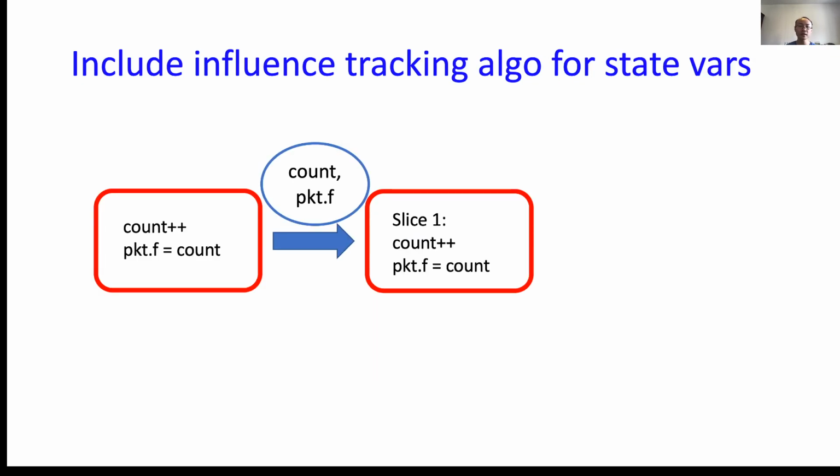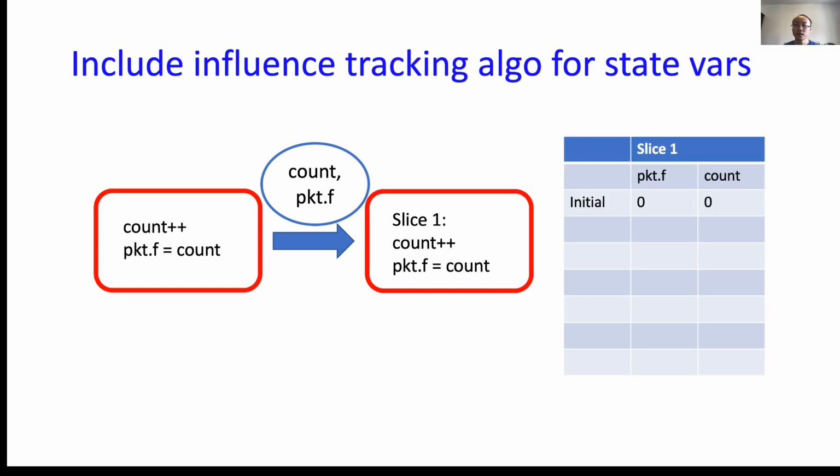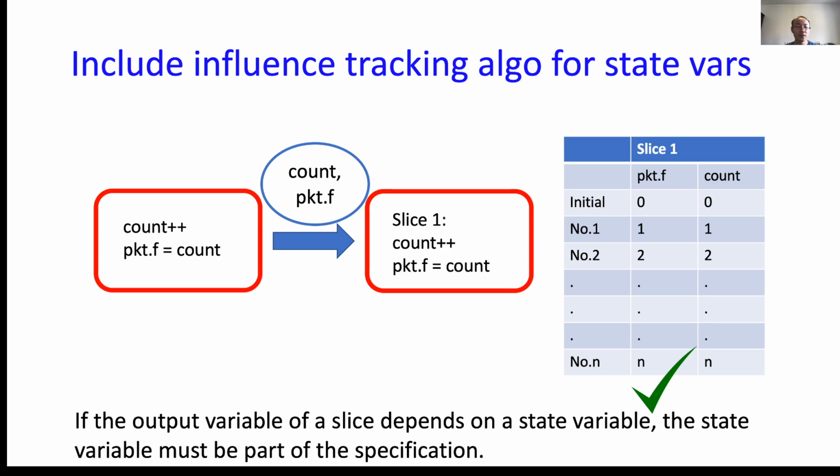So what will happen in this influence tracking based slicing algorithm? They still have the same initial value. When the first packet goes through this pipeline, count will be added by 1, and packet.f will be set to the updated value of count, which is already 1. When the second packet goes through this pipeline, both of them will become 2, same as when n packets go through this pipeline. That's why we call this algorithm correct, which means if the output variable of a slice depends on a state variable, then the state variable must be part of the specification. I will show more details in our paper.